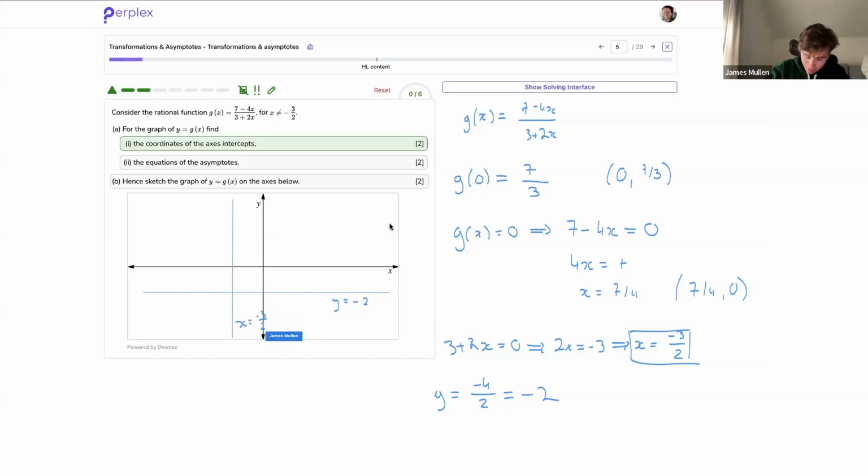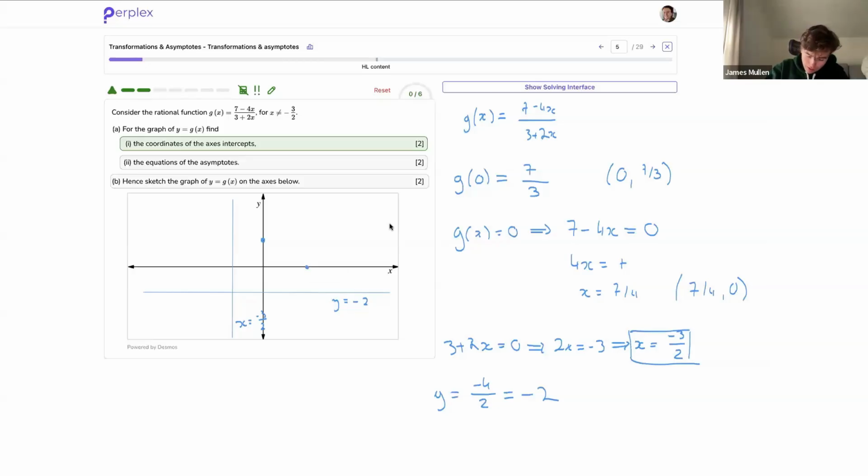And I know that I have a y-intercept at 7 over 3, so maybe I'll put that there. 7 over 3 is slightly more than 2, so if I want to draw to scale, I should draw slightly higher than this distance. But you don't really have to worry about that. Roughly here, though. And then I have an x-intercept at 7 over 4. So let's say 7 over 4 is here, roughly. Okay?